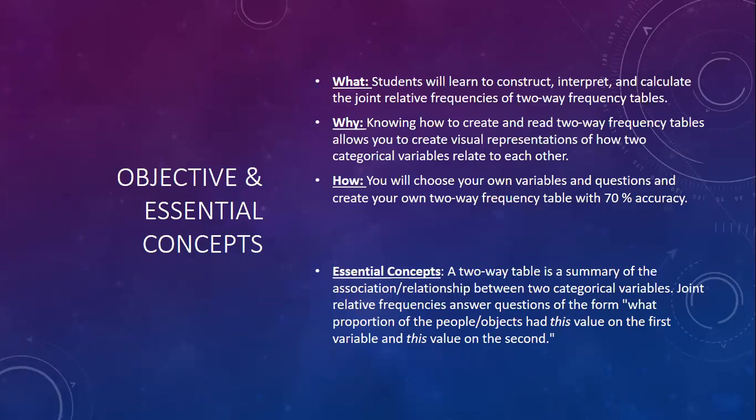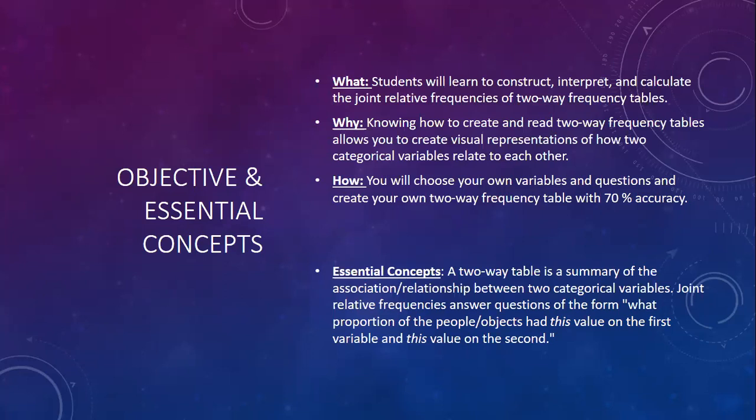This brings us to our why. Knowing how to create and read two-way frequency tables allows you to create visual representations of how two categorical variables relate to each other, okay? So this is a way for us to make a visual representation of how categorical variables relate to each other, how they're connected. How are you going to show me that you know this? Well, you're going to choose your own variables, write your own questions, and then create a two-way frequency table with a decent amount of accuracy, 70%, so that's a C or better, okay?